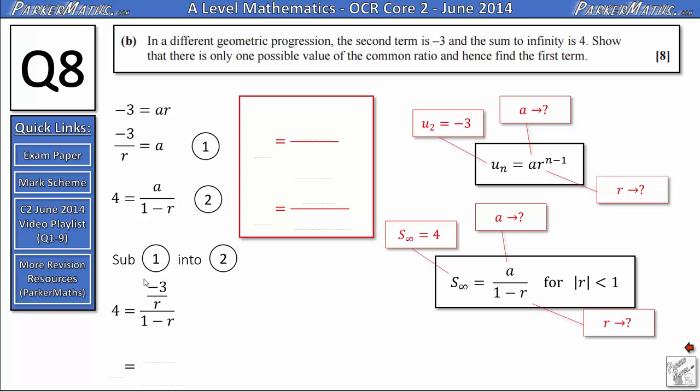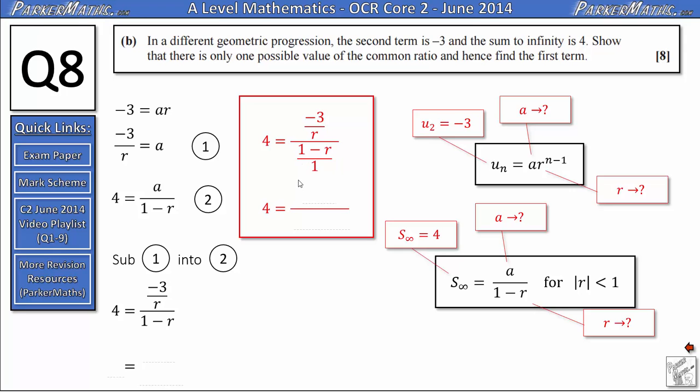But in order to answer this question, I'm going to assume that you've seen a fraction like this before and just talk through it briefly. So the first thing I'm going to do is turn this into a 4-layer fraction. I'm going to have 4 on this side still, and I'm going to leave the minus 3 over r as it is. But I'm going to write 1 minus r as 1 minus r divided by 1.